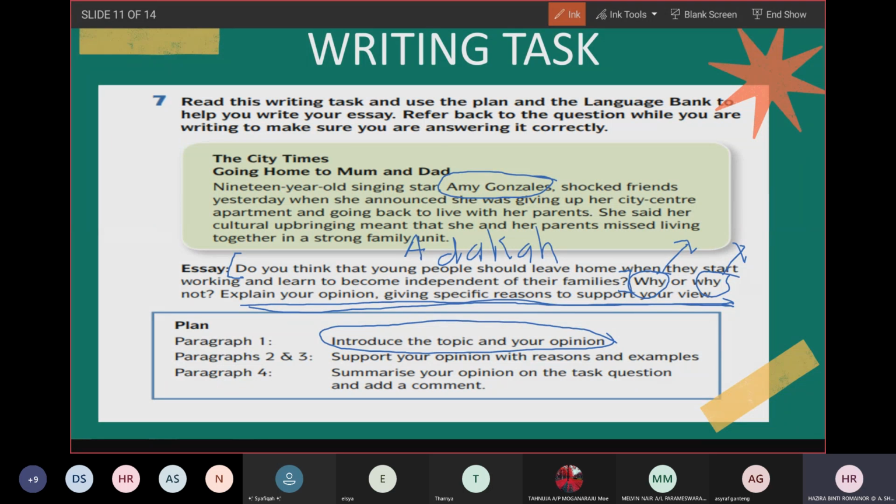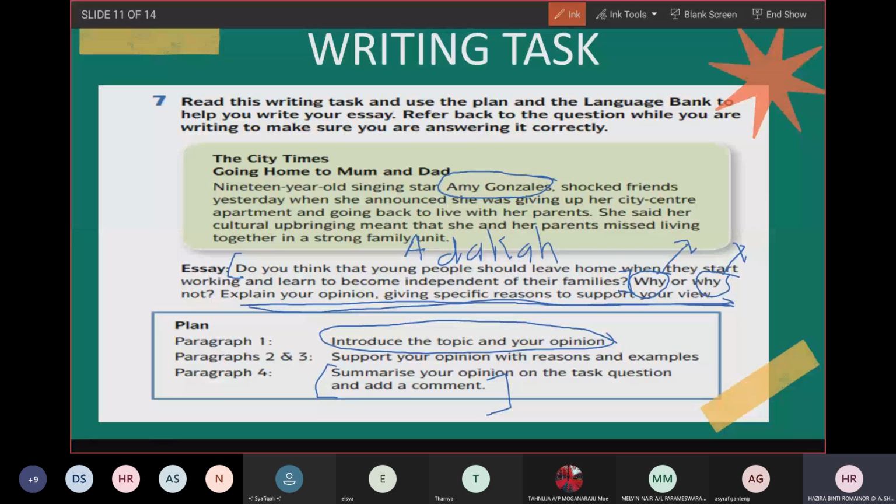Okay, paragraph 2 and 3. Support your opinion with reasons and example. Macam tadi, perenggan 2 dengan perenggan 3 je. Ada opinions, ada sebab dan juga contoh diberikan. Alright, paragraph 4, summarize your opinion on the task question. Okay, ini juga macam tadi, to sum up is paragraph 4. So make sure you use, not all, you may use some of the, kalau awak rasa all pun up to you. If you want to choose, use some of the words or phrases in the language bank, also can.